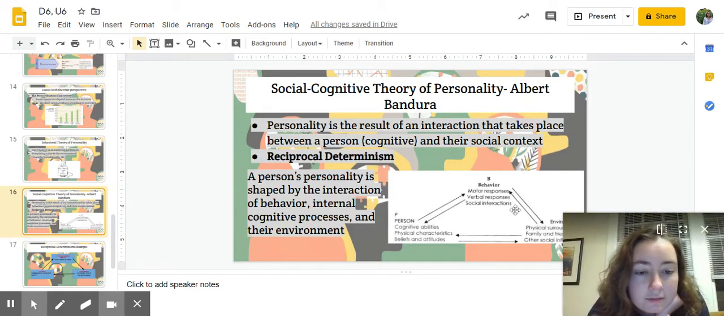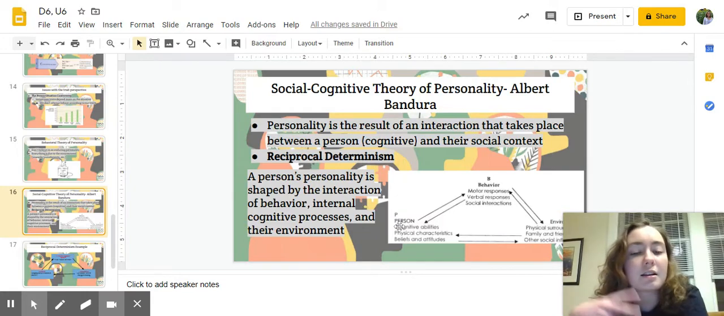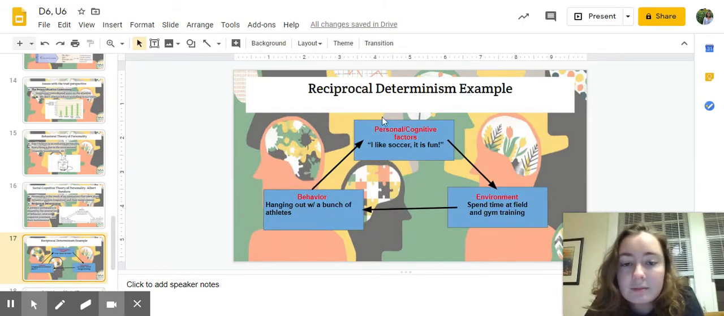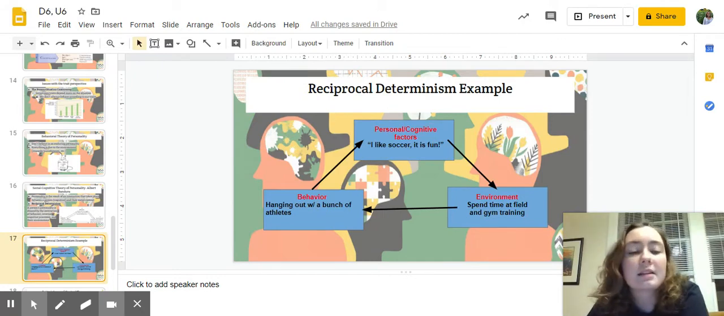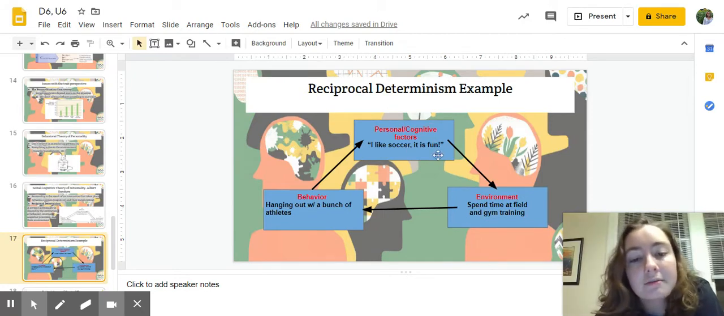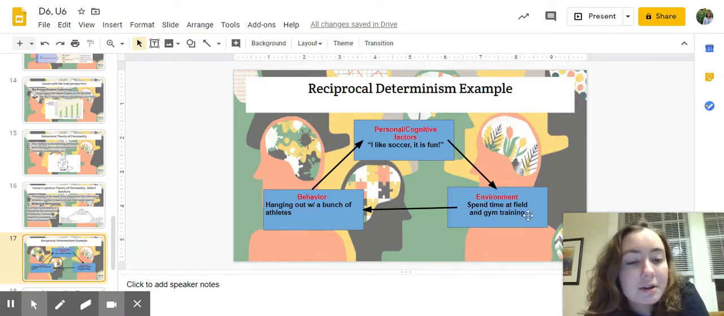So if you look here, we have our behavior. So this is also influenced by the environment we are in and how we think about it in our personality, kind of internal stuff. So I'll give an example here that makes sense. So here's our personal or cognitive factors that we're thinking about. So let's say you're a soccer player. So you're thinking to yourself, cognition, right? I like soccer, it's fun. And therefore, that's going to result in you spending more time at the field and at the gym training. So it's influencing what your environment is.